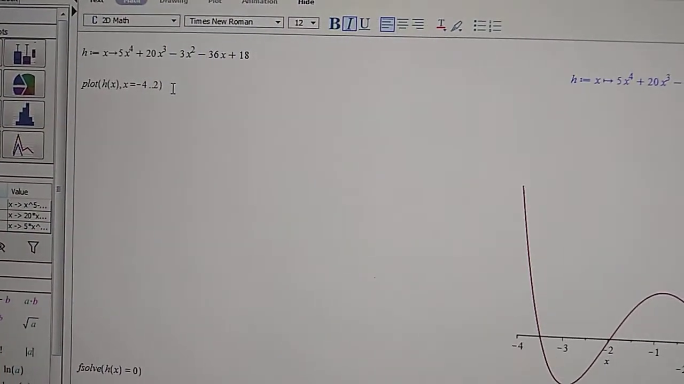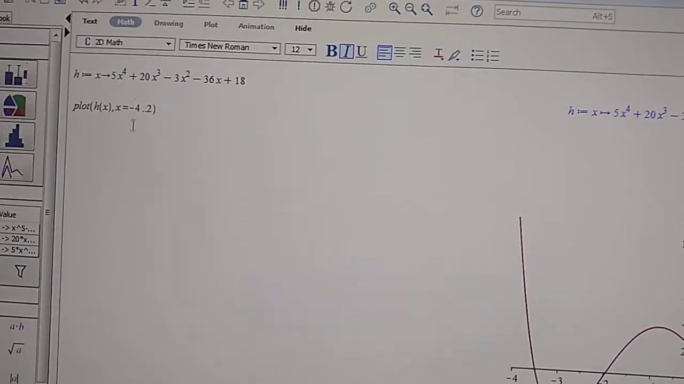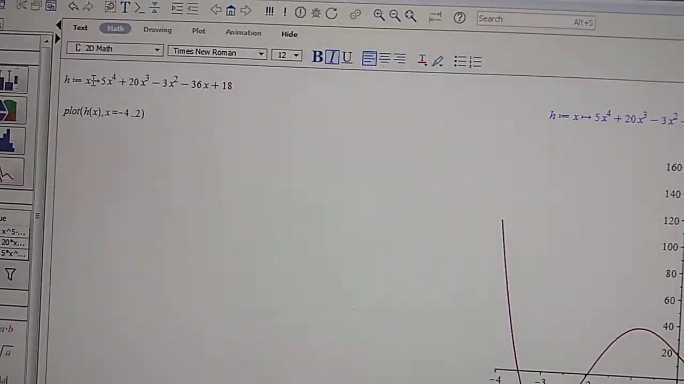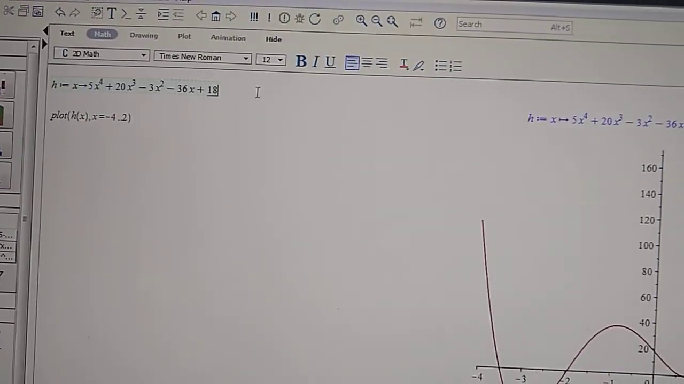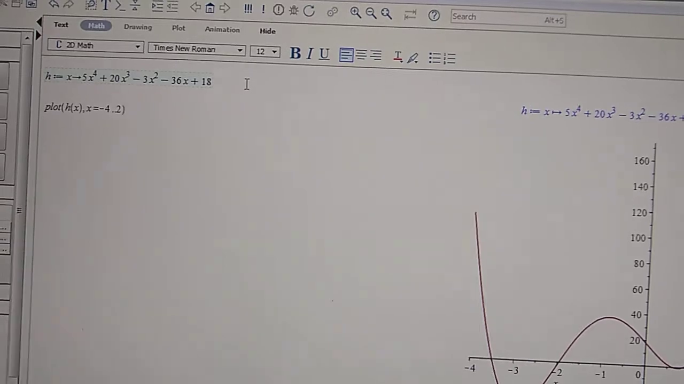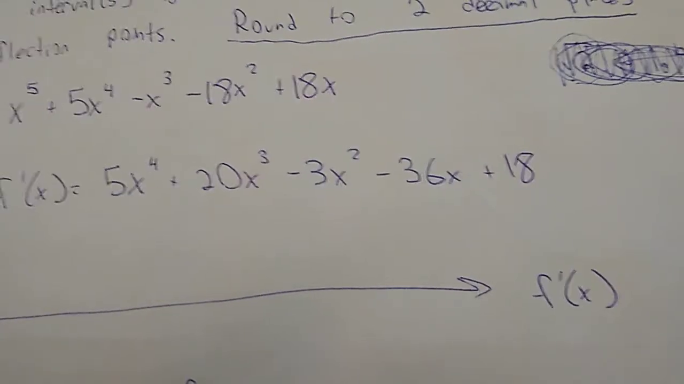I'm using Maple. It does everything your graphing calculator can do. What I did is I just put in what we got for the derivative here, right? That's 5x to the fourth plus 20x cubed minus 3x squared minus 36x plus 18. Yeah, that's what we got for the derivative.